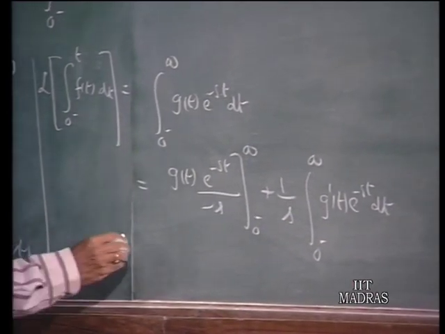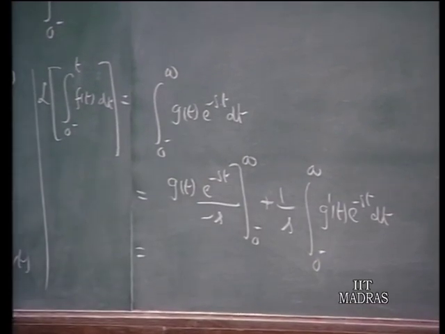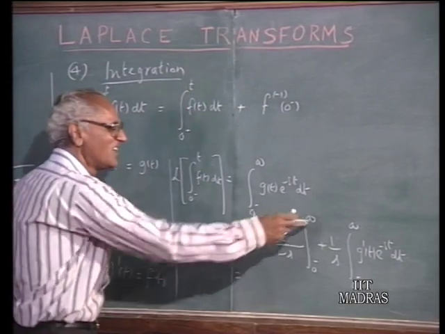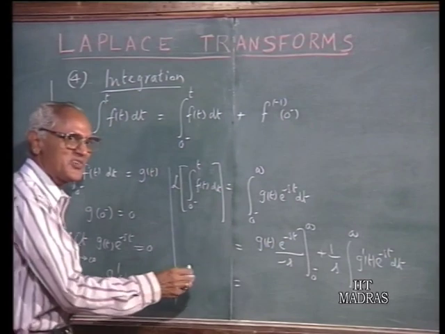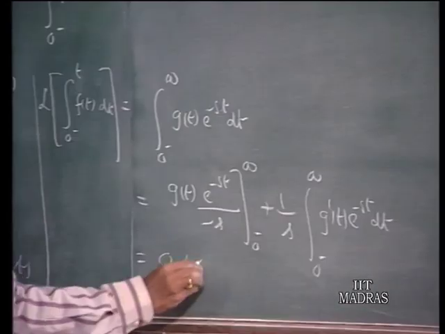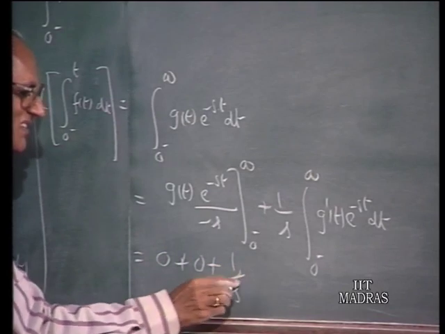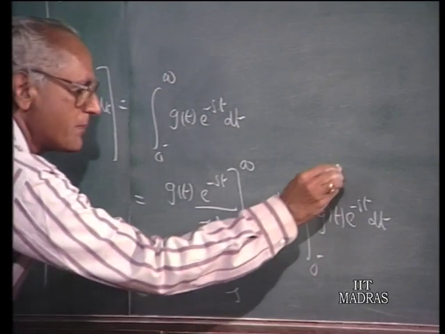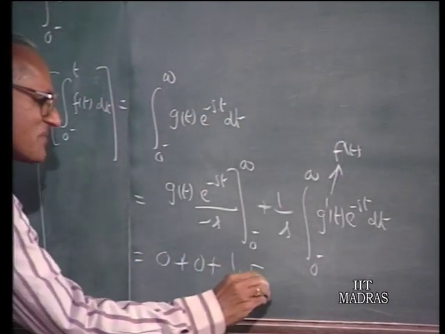And this will be at the upper limit, this will be 0, because the limit as t tends to infinity of g to the power t e to the power minus st is 0. At the lower limit, this is also 0, because g of 0 minus is 0, therefore this is 0, and you have 1 over s times the Laplace transform of g prime t, which is the same as f of t, therefore 1 over s times f of s.